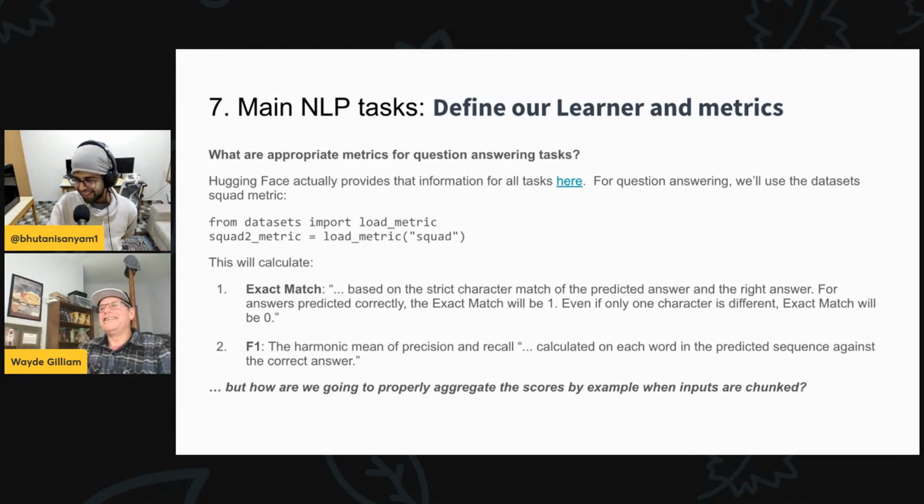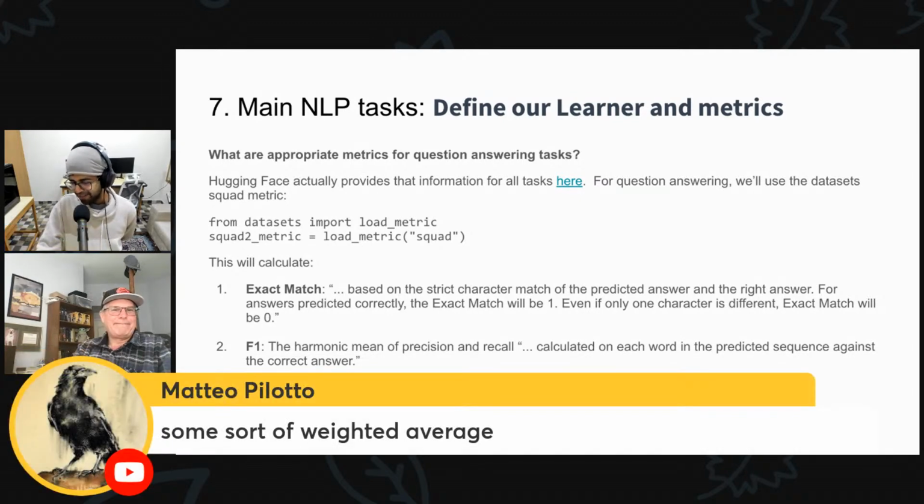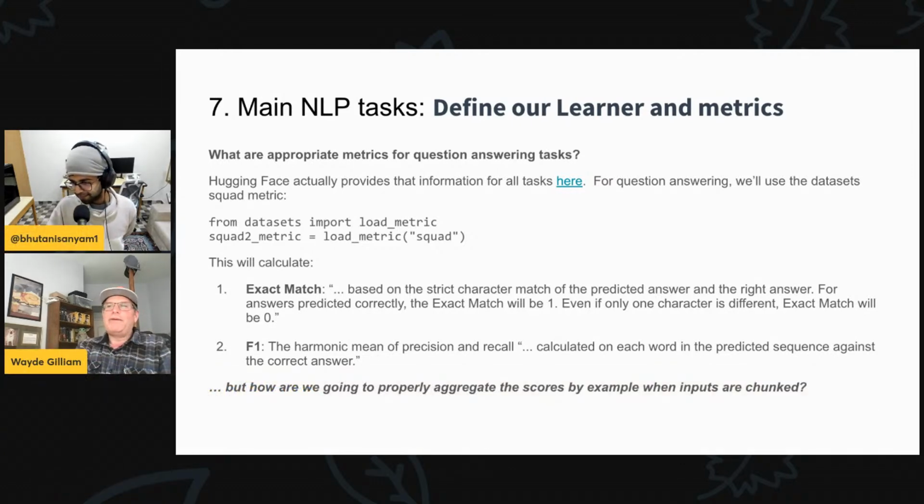Oh, that's funny. Matteo says it should be some sort of a weighted average. Okay, Matteo, are you leaning towards F1 by that? Well, I'm actually thinking more about what the mechanism is. It's a fastai mechanism that we're going to use to be able to aggregate our chunks back by example. So there's actually a mechanism in fastai that's going to allow us to do this.